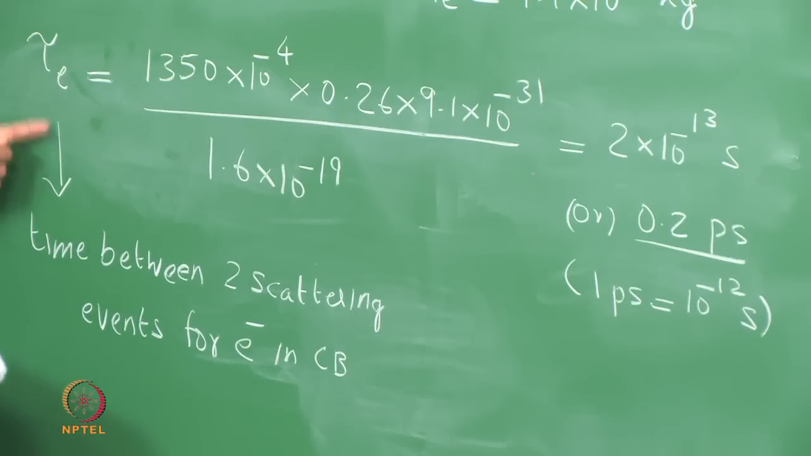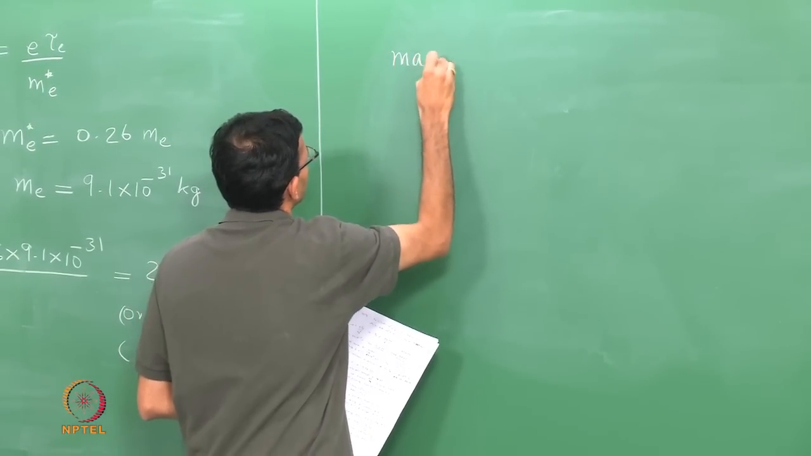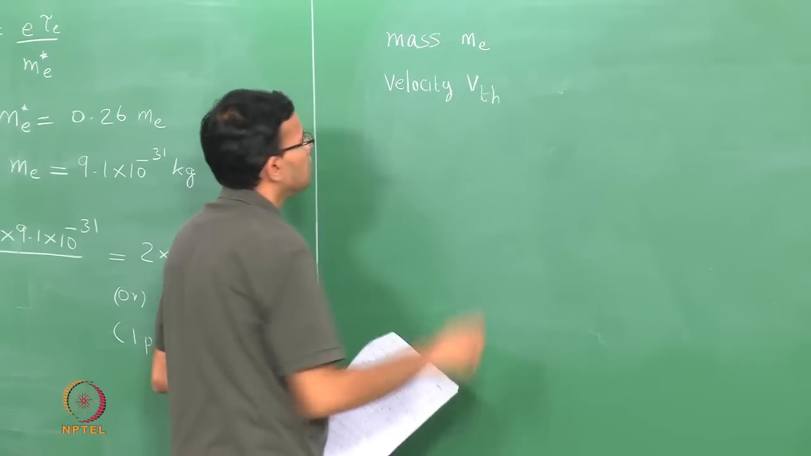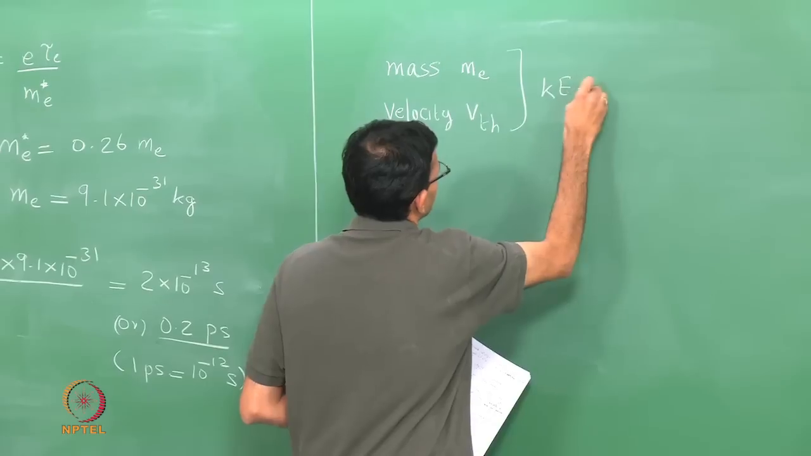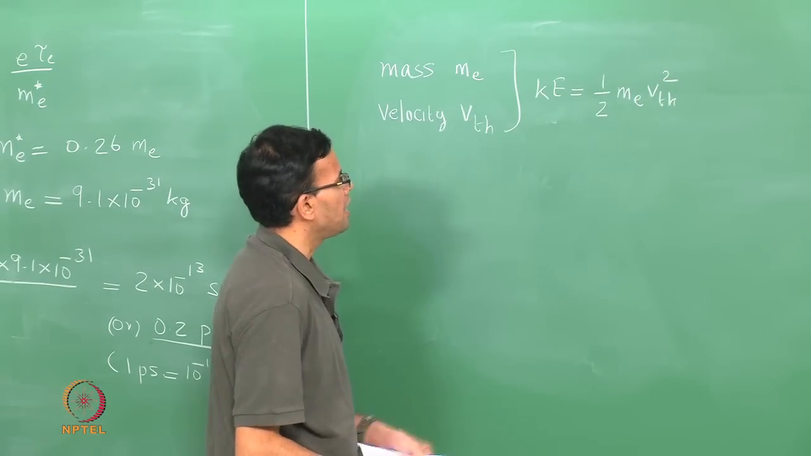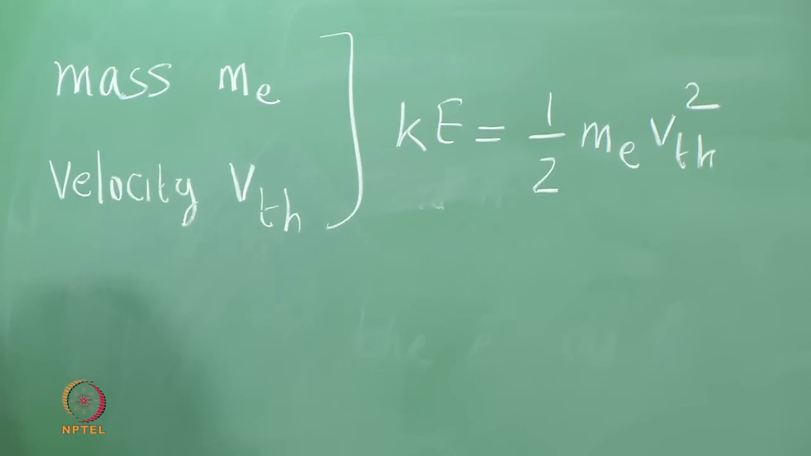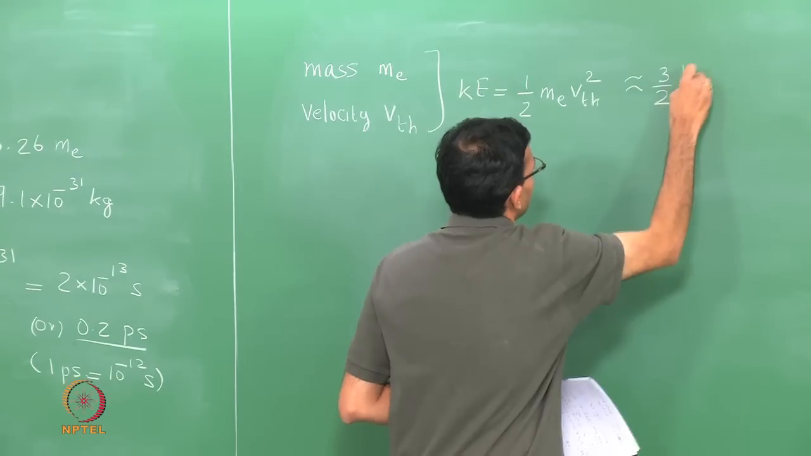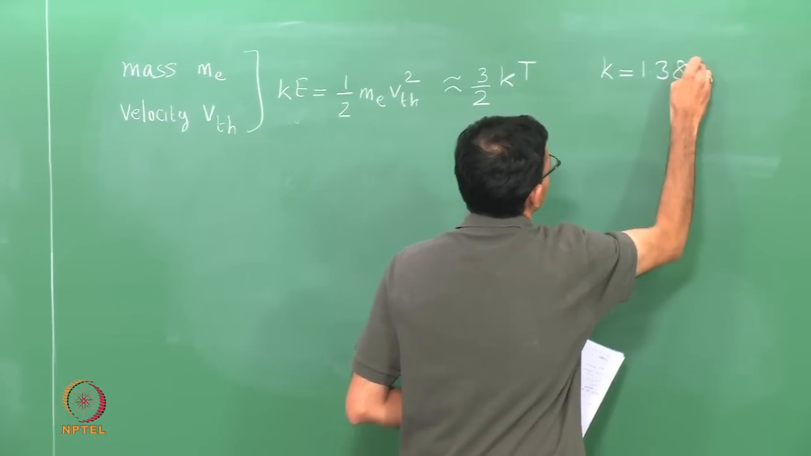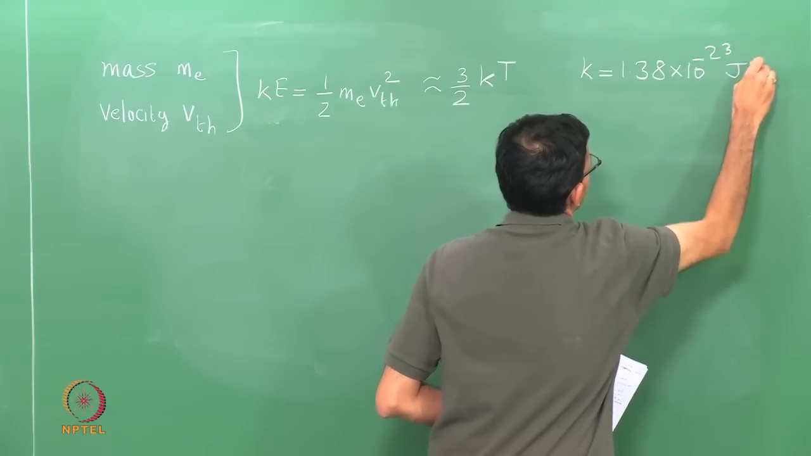We would also like to calculate the distance the electron travels between these two scattering events, or the distance the electron travels in this time of 0.2 picoseconds. If we look at an electron with a mass given by m e and velocity given by v th, then the kinetic energy is nothing but 1/2 m v square. This is the kinetic energy of an electron. In the case of most solids, you can say that the kinetic energy is approximately equal to the thermal energy. So, this is approximately equal to 3/2 k T, where k is the Boltzmann's constant. k has the value 1.38 times 10 to the minus 23 joules per Kelvin.